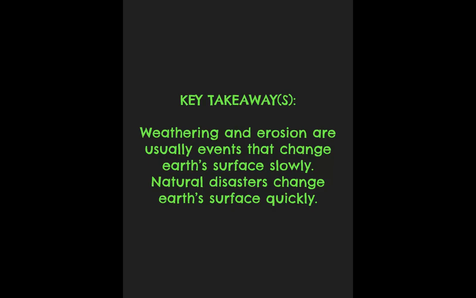And that's it. The key takeaway is that weathering and erosion are usually events that change Earth's surface slowly. Natural disasters change Earth's surface quickly.